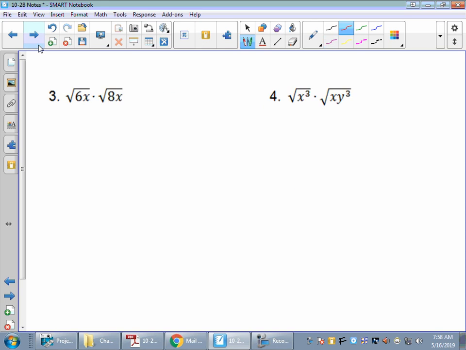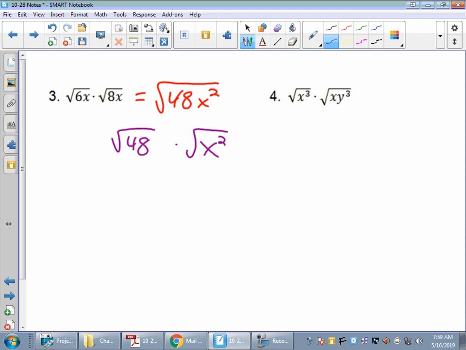This one has some variables. Again, we can multiply underneath the radicals. So 6x times 8x would give us 48x squared, since 6 times 8 is 48 and x times x is x squared. So we now have the square root of 48x squared. Now let's break that up. We're going to have the square root of 48, breaking up the numbers and variables, and then the square root of x squared on that side.